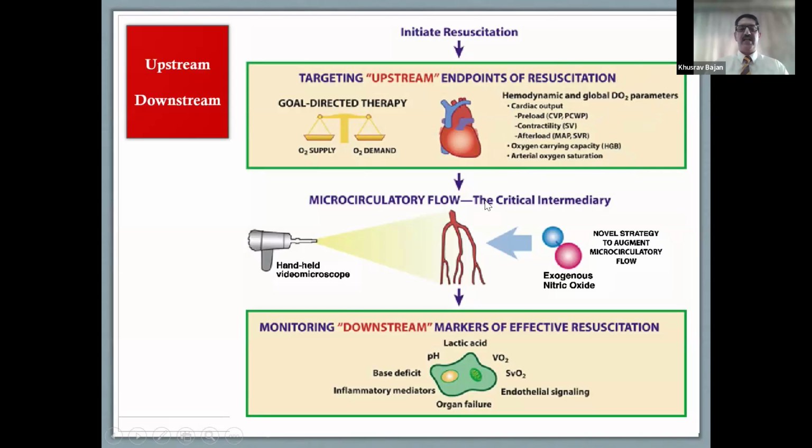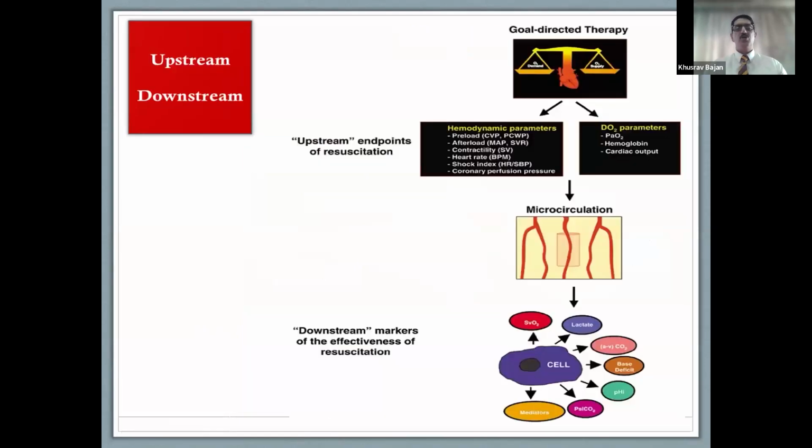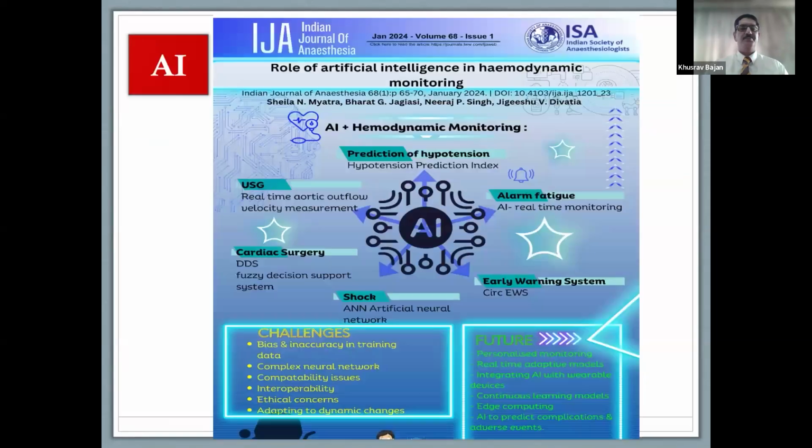But having said that, the downstream markers are the lactate that we check, the VO2s that we check, the endothelial signaling, inflammatory mediators, base excess, and the PCO2 difference in the vein and the artery. So this is very classical, and you can actually see these. And this is a pictorial diagram which divides your upstream from your downstream markers, which I just mentioned.